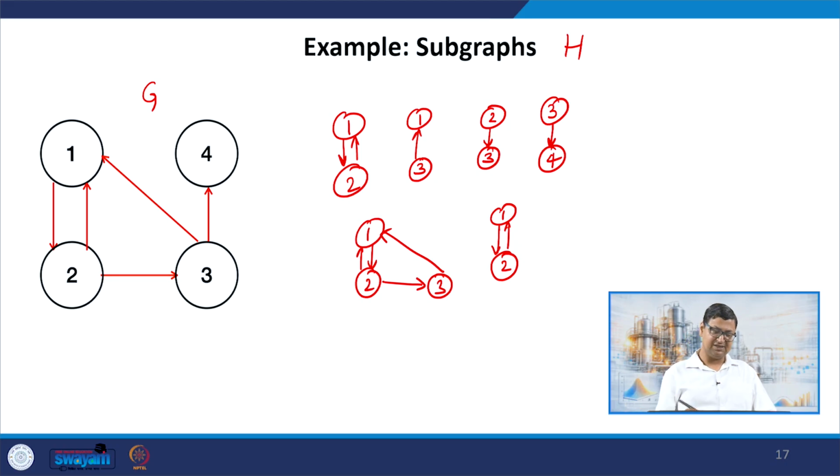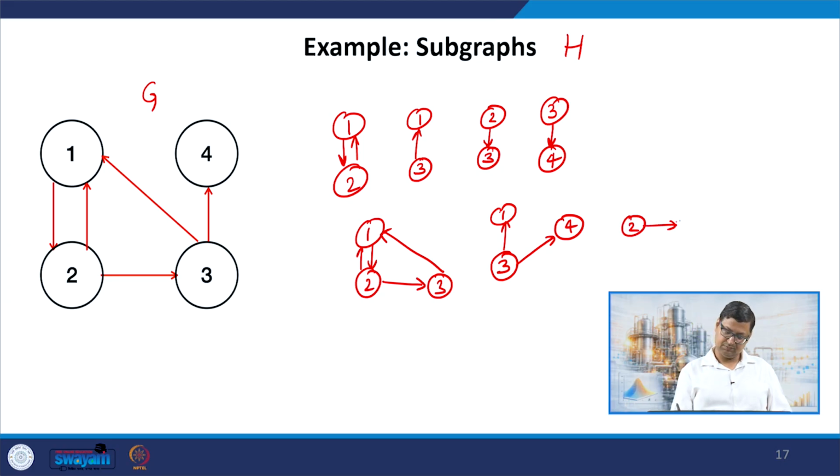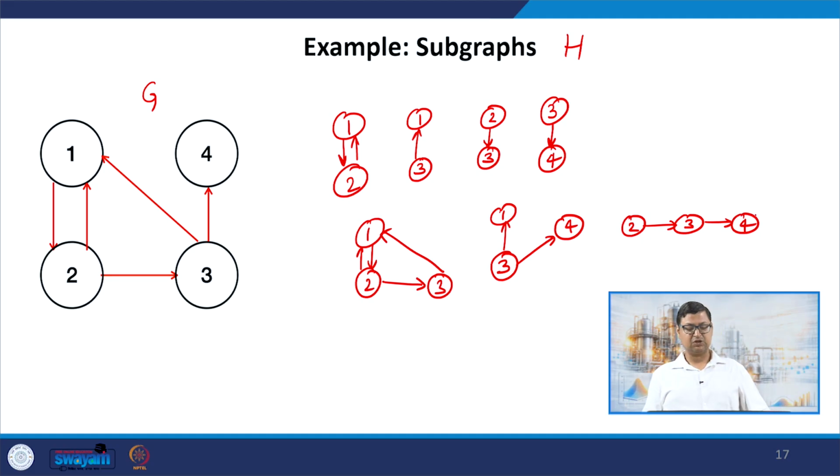So let's think about something else. Let me think about, let's say, 1, 3 and 4. So we have 1, 3 and then 4. That is also a 3 vertex graph. And maybe 2, 3, 4 is also a subgraph, right? So these are all subgraphs, and of course the graph itself is also its own subgraph.